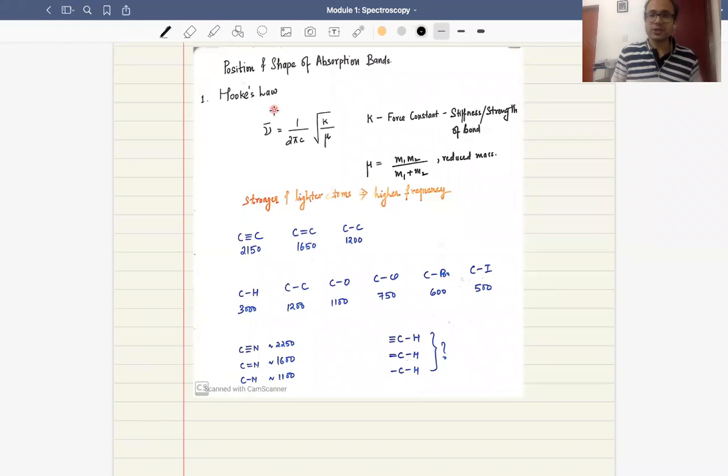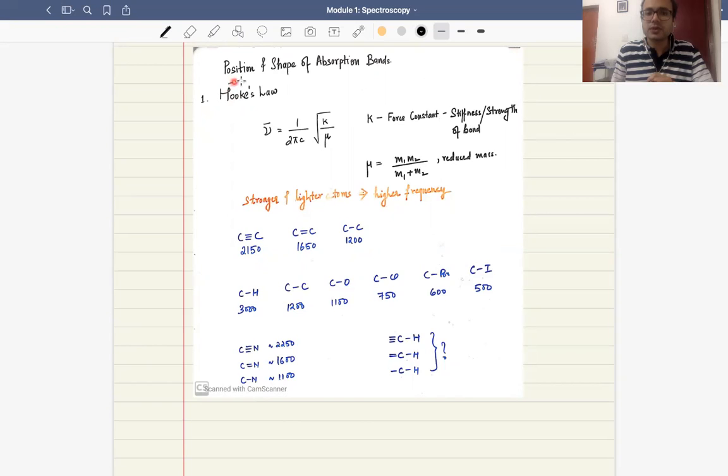In the previous video, we looked into the effect of intensity in the analysis of the IR spectrum. So today we will look into how to decide the position, or how to understand why a particular absorption band comes at a lower frequency and some of the absorption bands come at a higher frequency. What decides that factor? Today we'll be discussing only one factor.